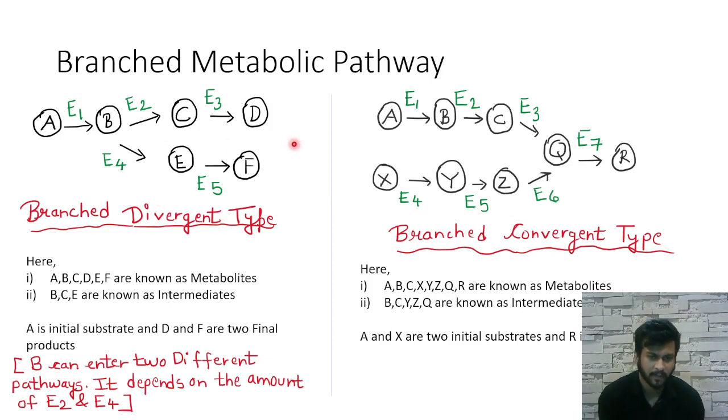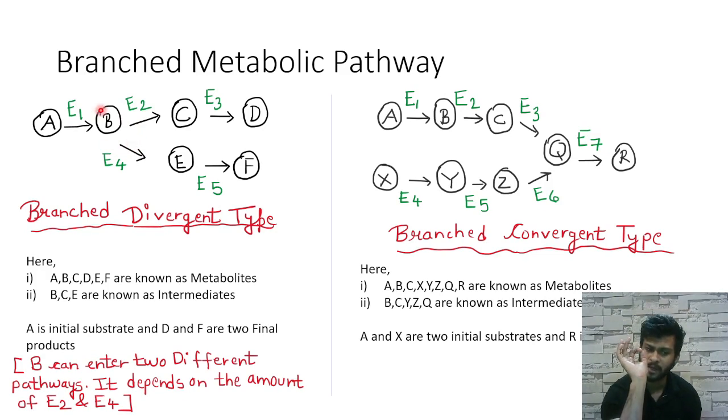Now let us look at the branch type of metabolic pathway. First we will look at the branch divergent type. Here there is one initial substrate A and 2 final products D and F. The metabolite B can favor the upper metabolic pathway, or it can also favor the lower metabolic pathway. So B can enter the above pathway, or it can enter the below pathway. So it can enter 2 different pathways. It depends on the amount of enzyme 2 and enzyme 4. So the decision of B to favor the above pathway or the below pathway depends on the amount of enzyme, here E2 and E4.